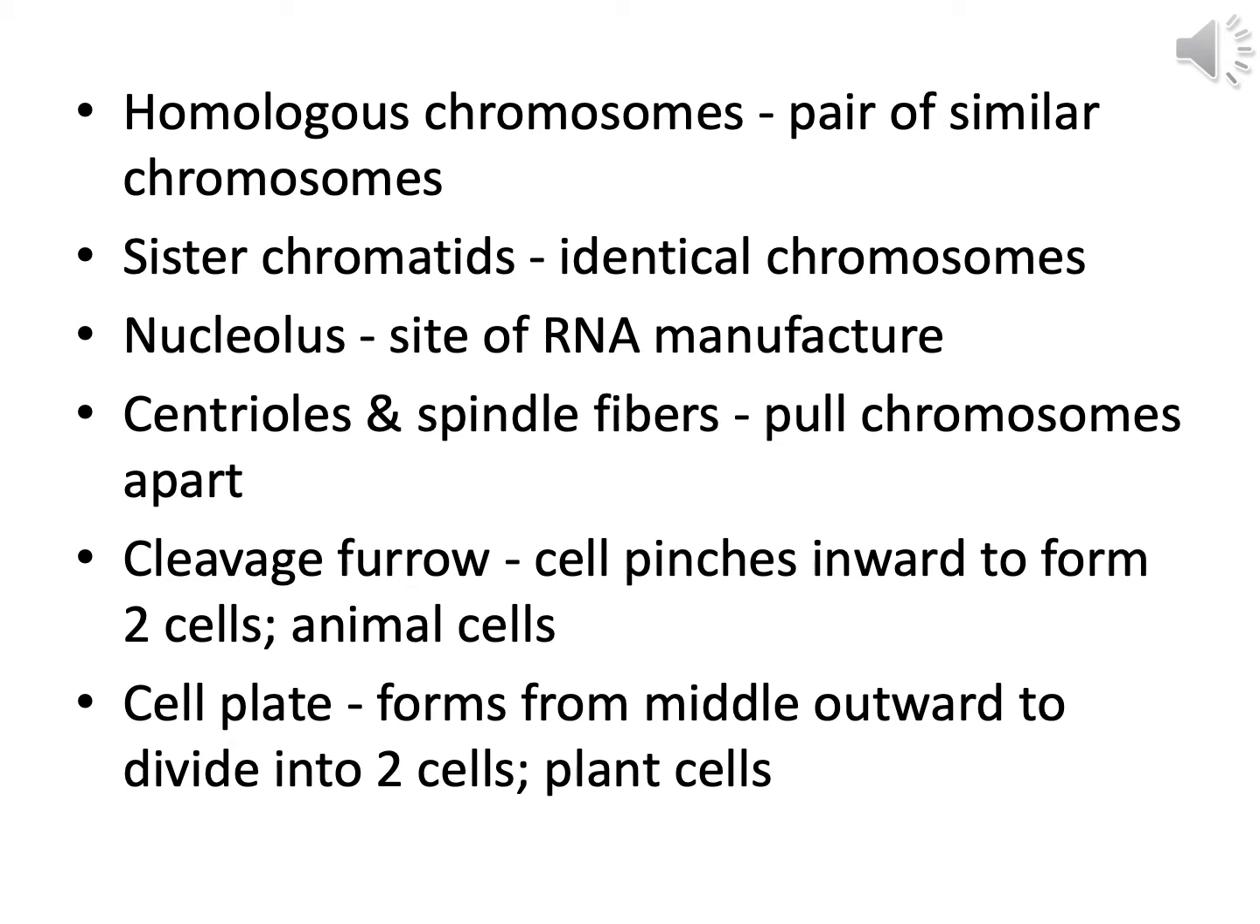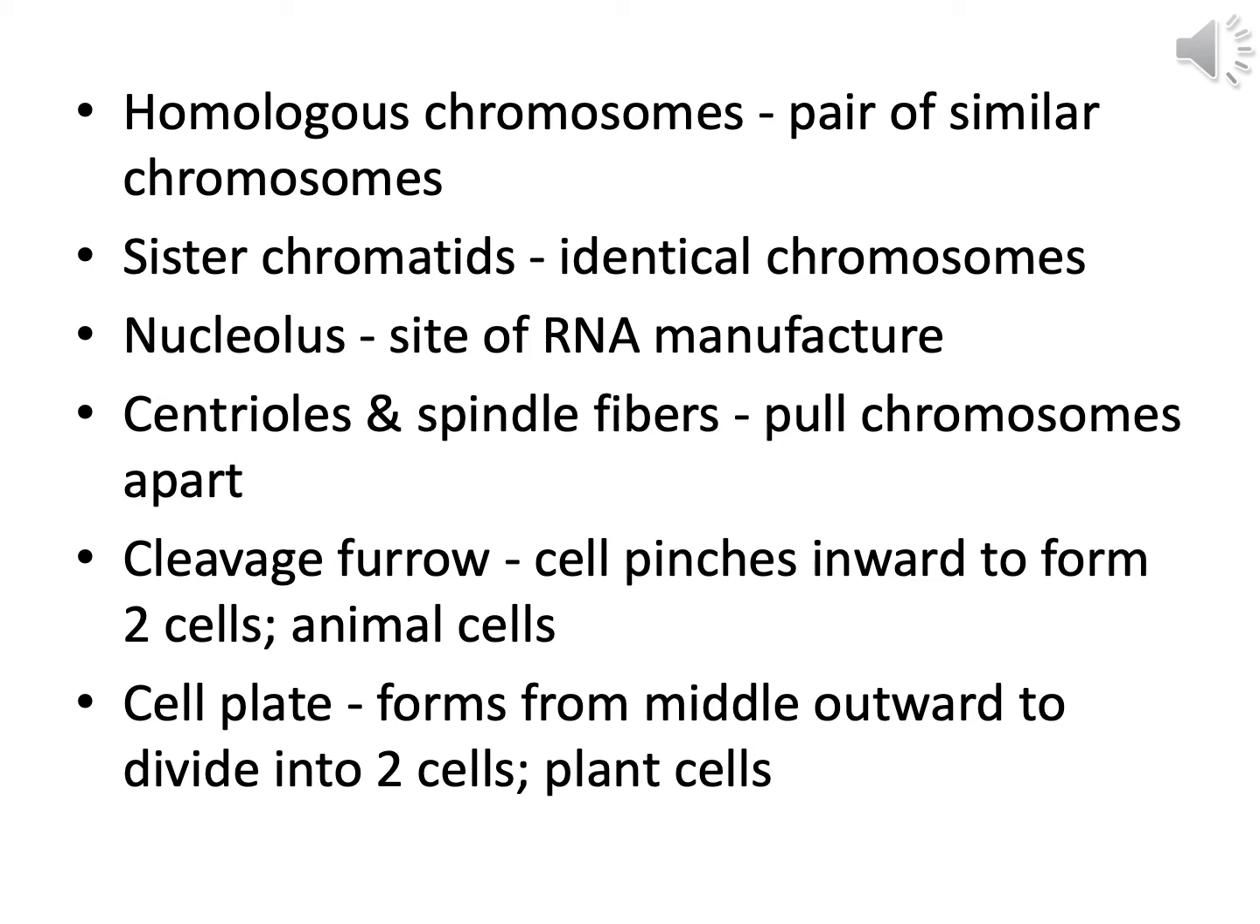We will talk a lot about homologous chromosomes. That's going to be a pair of similar chromosomes. Us humans are diploid. We have 2 copies of every chromosome. You get a copy of chromosome 1 from mom, you get a copy of chromosome 1 from dad. That would be a pair of homologous similar chromosomes. If the gene for hair color is on chromosome 1 in mom, it's also on chromosome 1 in dad. So they've got similar chromosomes.